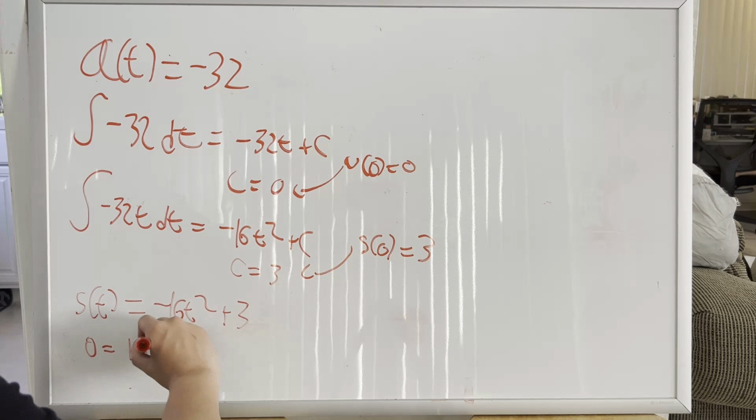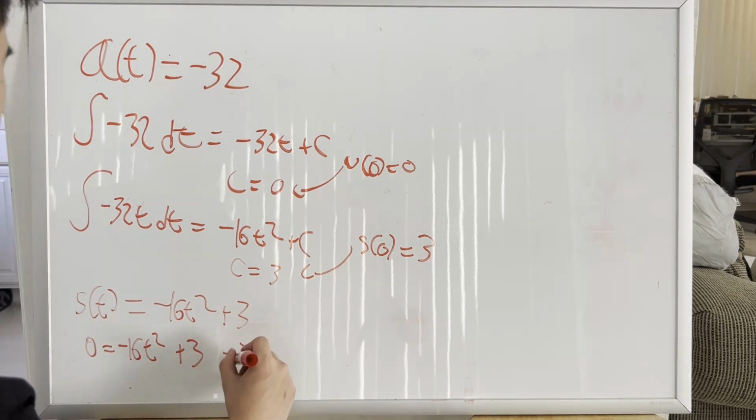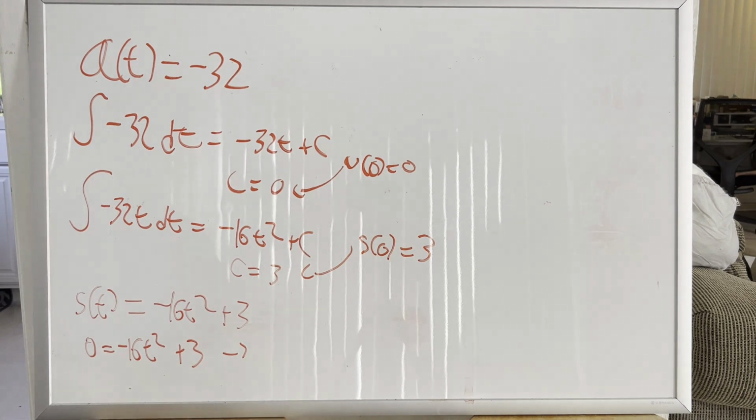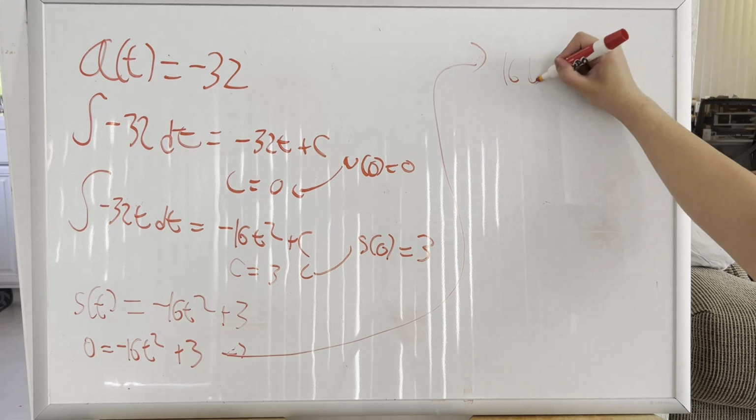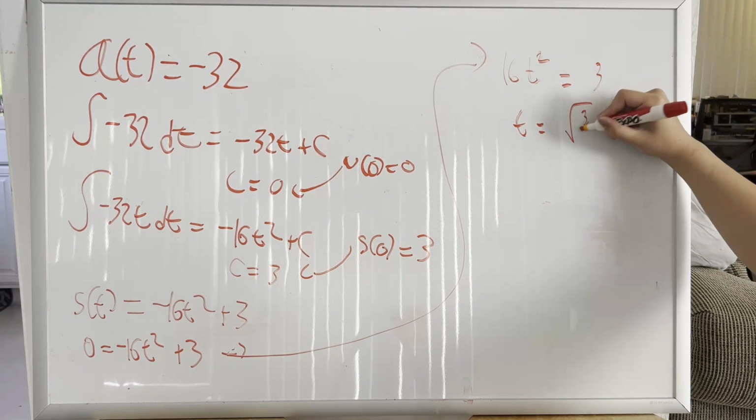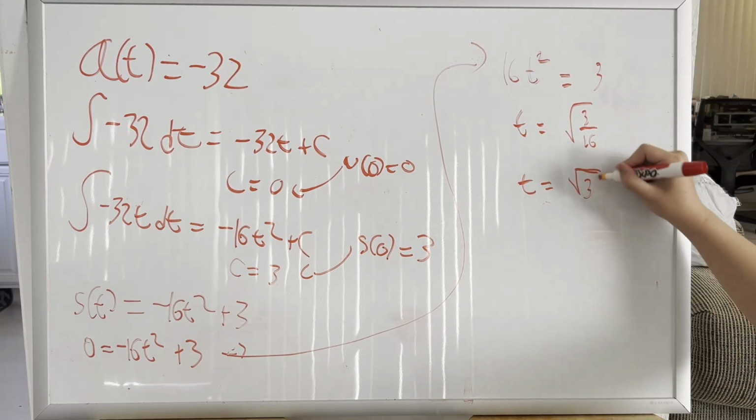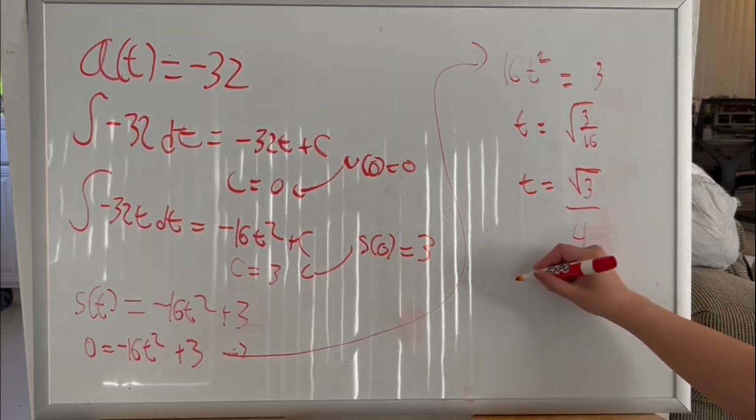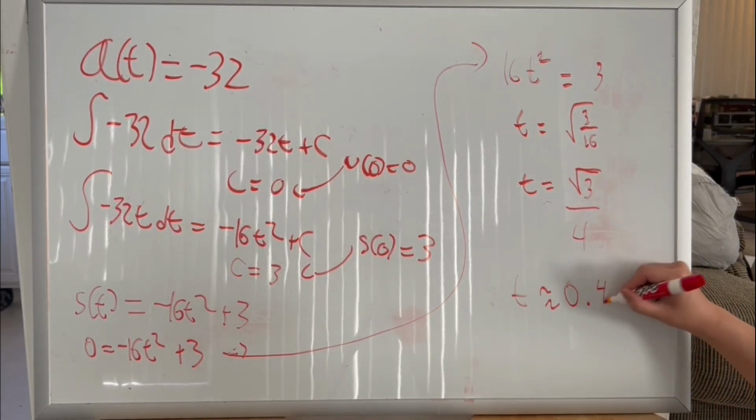The baby is dead when the object hits a position of 0, which is the floor. So if we set the position function equal to 0, we get 16t squared equals 3, and then t equals square root of 3 over 16, which we can simplify into root 3 over 4. Root 3 over 4 is just approximately equal to 0.433 seconds.